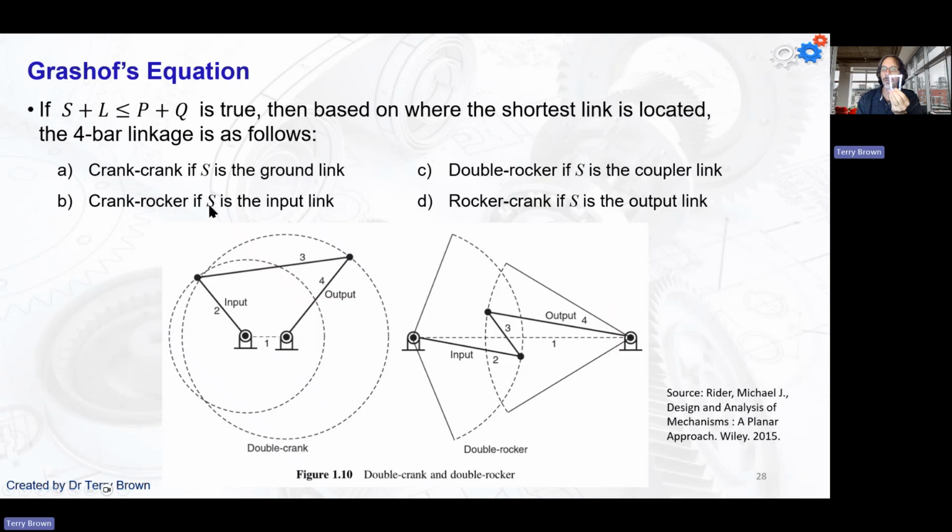If we have a crank rocker, the shortest link is the input link. So without the interference of the nuts and bolts, I would be able to rotate that around. This link over here, the shortest link, would be able to rotate 360 degrees, and this output link here would just rock backwards and forwards. Okay.